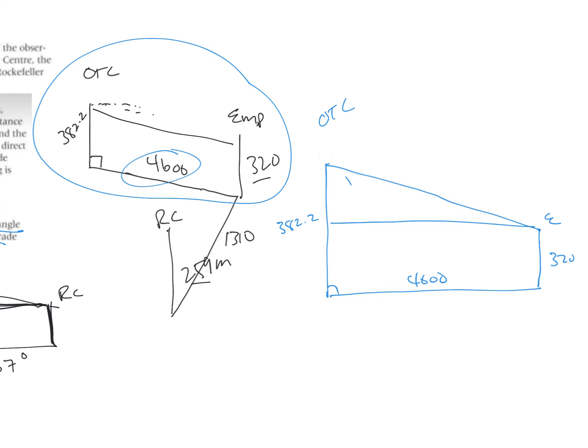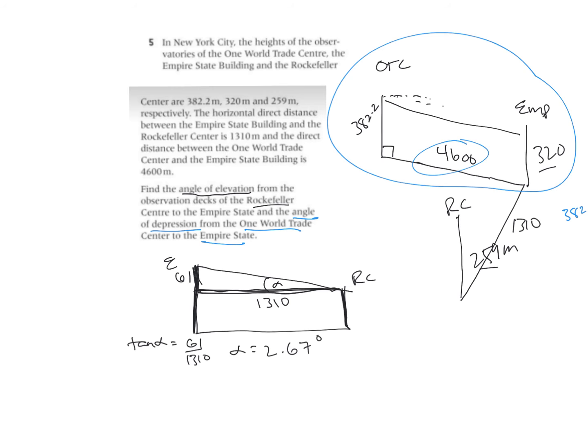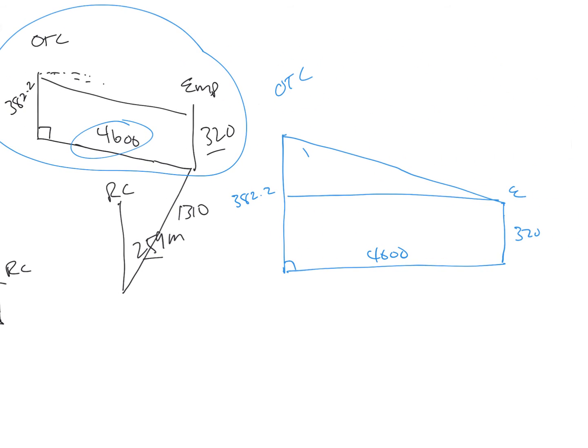And so I am looking for, it says, the angle of depression from the World Trade Center to the Empire State Building. That means I'm here. Angle of depression is defined as a horizontal down, beta, which is the same as this beta here. Those are the same angles. And so I know this is 4,600. I can find this difference here between the two, which is going to be 62.2.